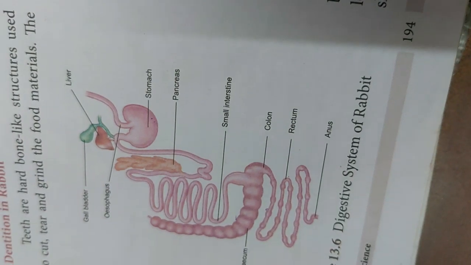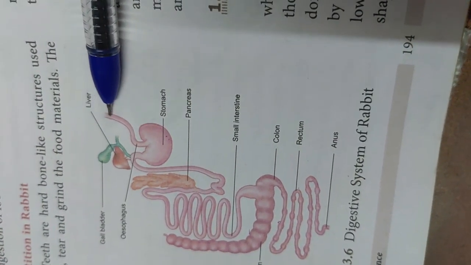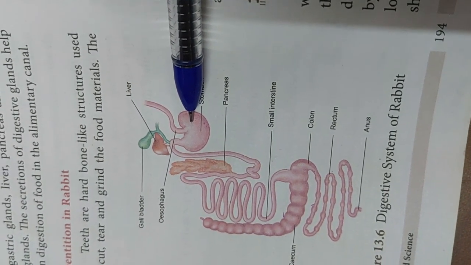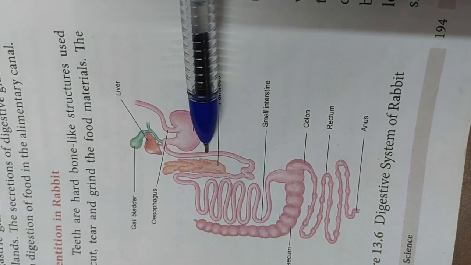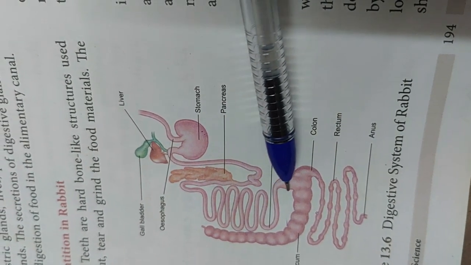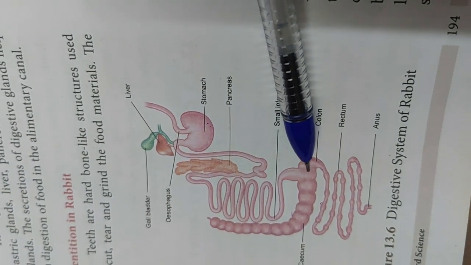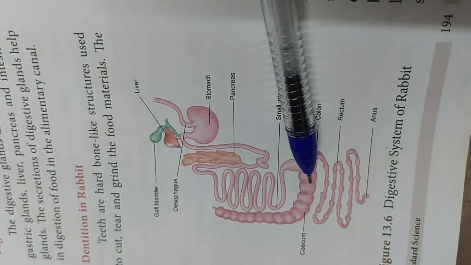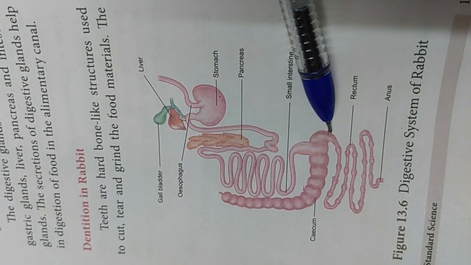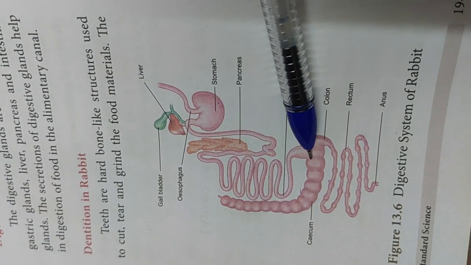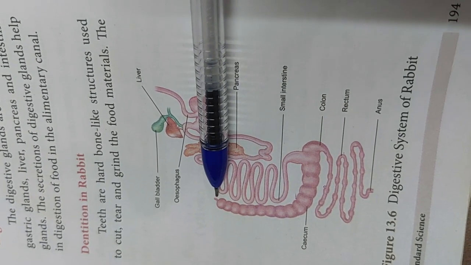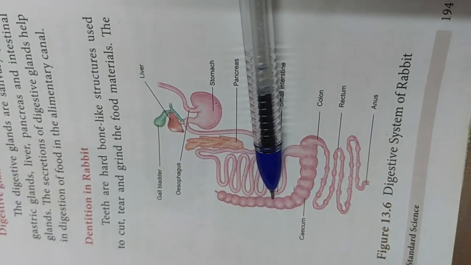You can see the diagram. This is the esophagus, leads to the stomach. Stomach leads to the small intestine. Small intestine to the colon. Colon is a special region in the herbivorous animal. See here. And the cecum is very, very special in the herbivorous animal. And this is the vermiform appendix.